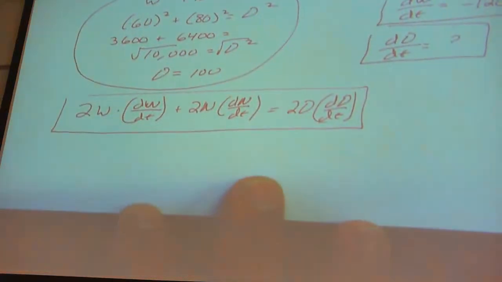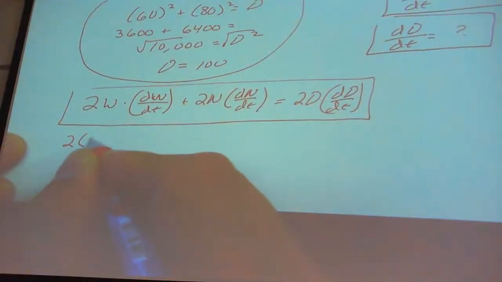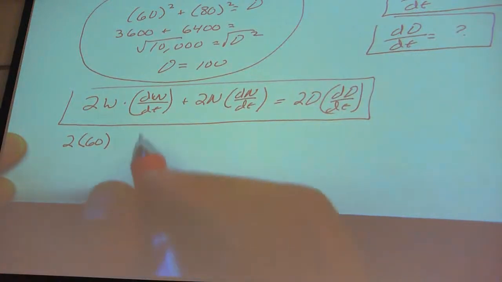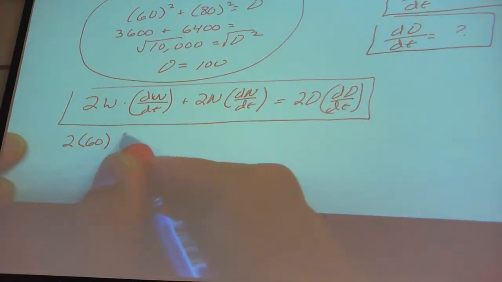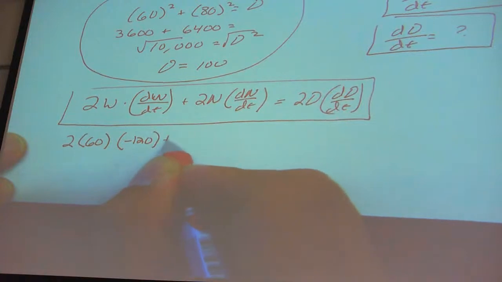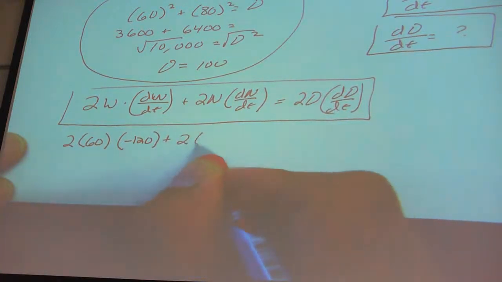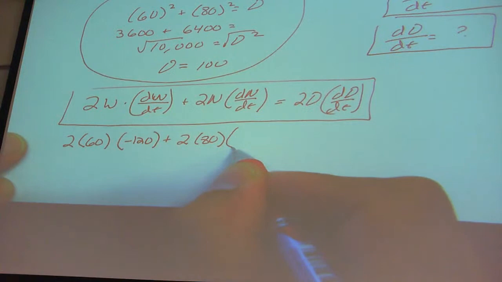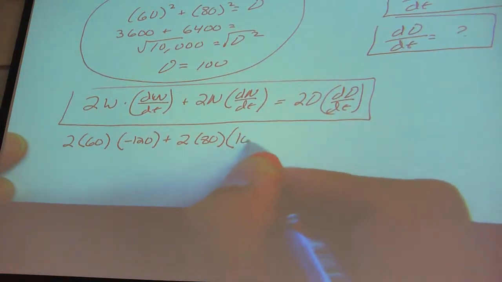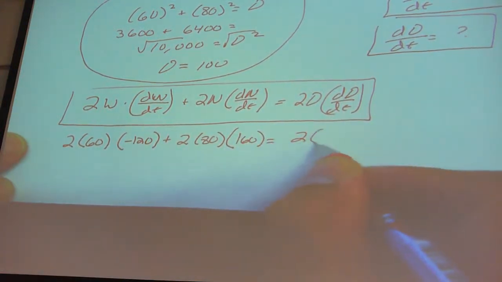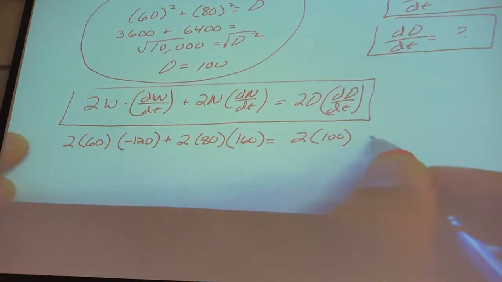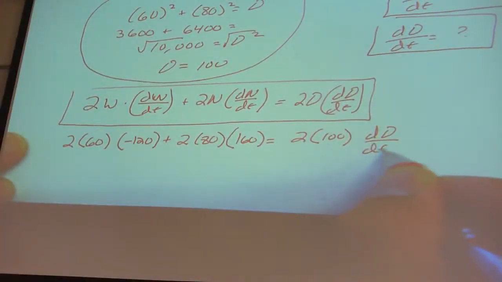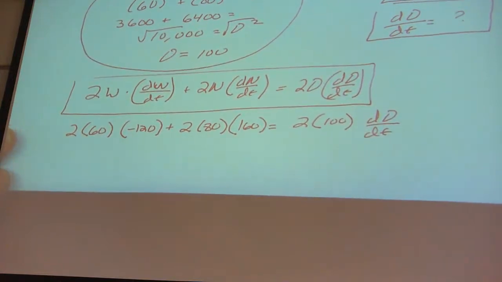Okay, so let's make sure we're plugging in correctly. We know W is 60, so 2 times 60. We know dW over dt is negative 120. We know N is 80, so 2 times 80. We know dN over dt is 160. We know D is 100, but the one we've got to solve for is dD over dt. So let's make sure we filled everything in correctly, and then now solve.